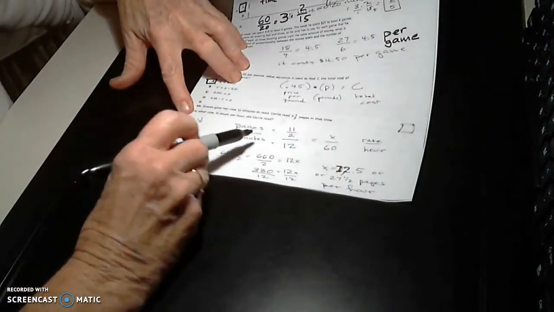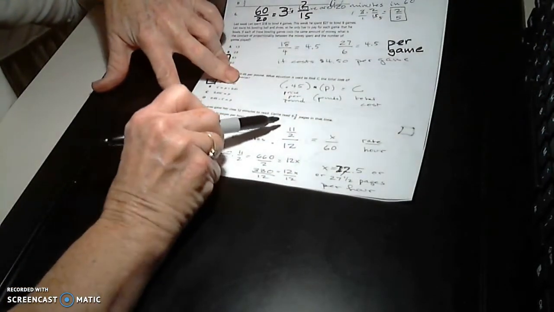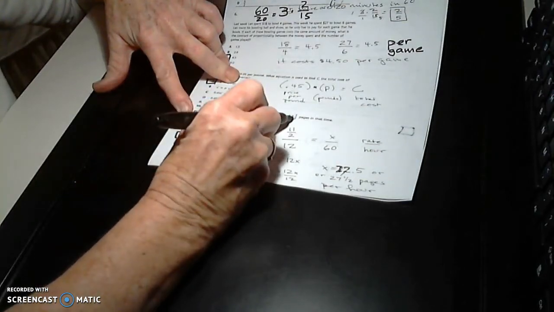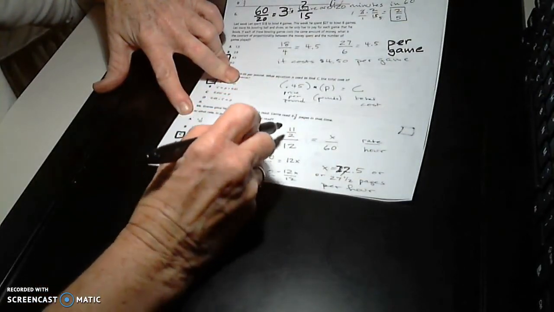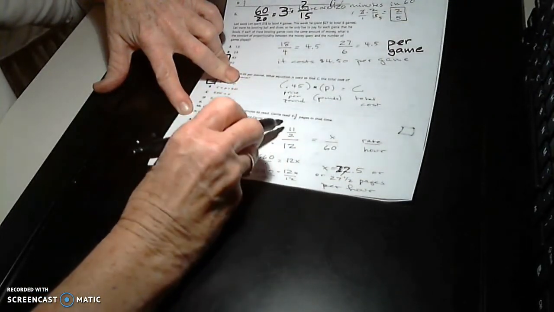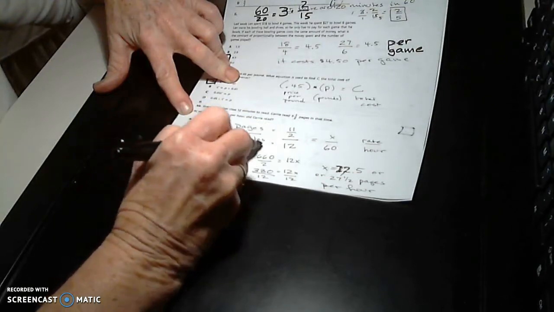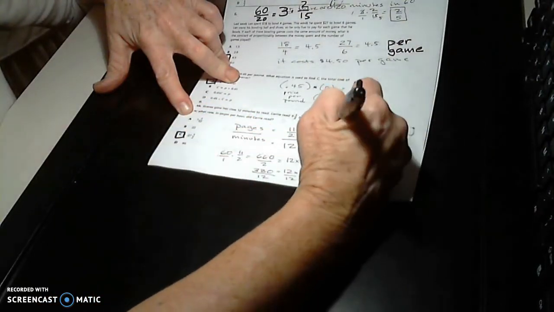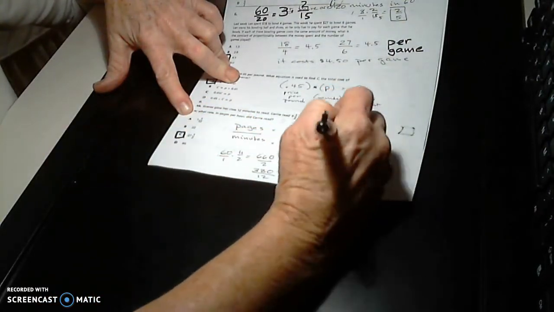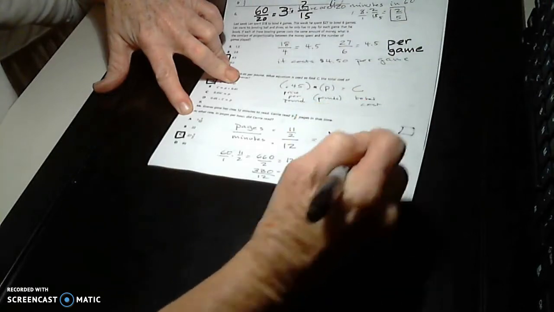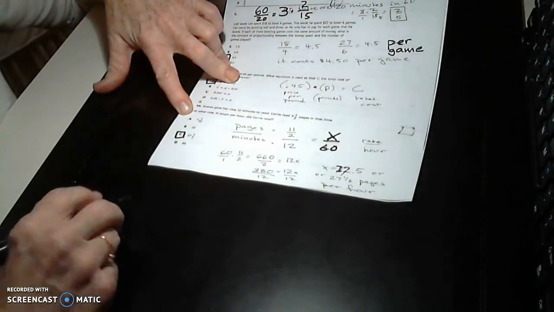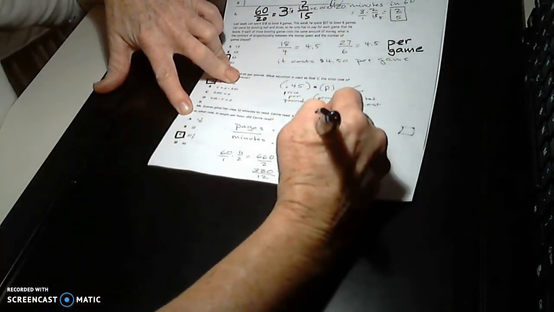So once again, I'm going to set up a proportion. 11 halves, which is 2 times 5 is 10 plus 1 is 11. She read 11 halves pages in 12 minutes. I want to know how much she reads. I want to look for x in 60 minutes. Once I have my proportions set up, I can then cross multiply.